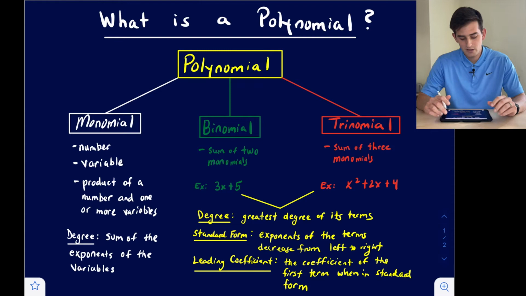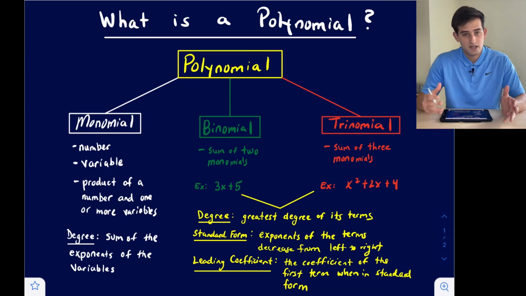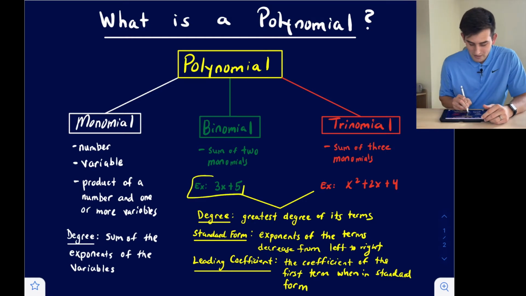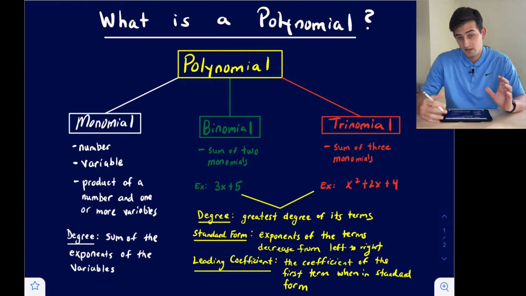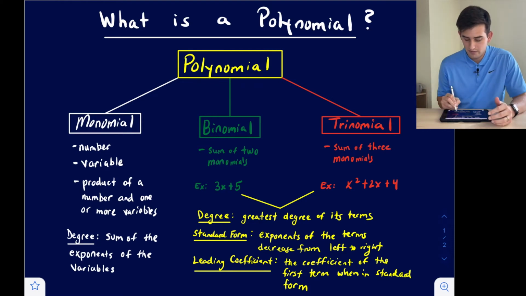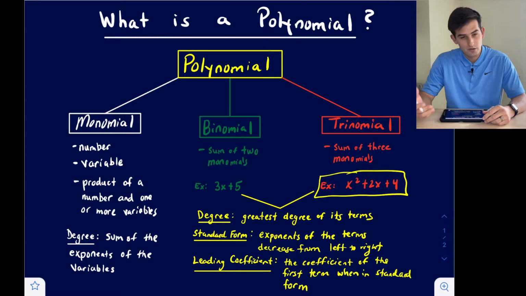All right, so then we get into a couple other types of polynomials, a binomial and a trinomial. The prefix bi means 2 and tri means 3, so a binomial is just a sum, or it could be a difference, of two monomials. So think like 4x plus 5, or, for example, 3x plus 5. A trinomial is a sum of three monomials. So think x squared plus 2x plus 4. It also could have some subtraction signs in there. It could be a difference.